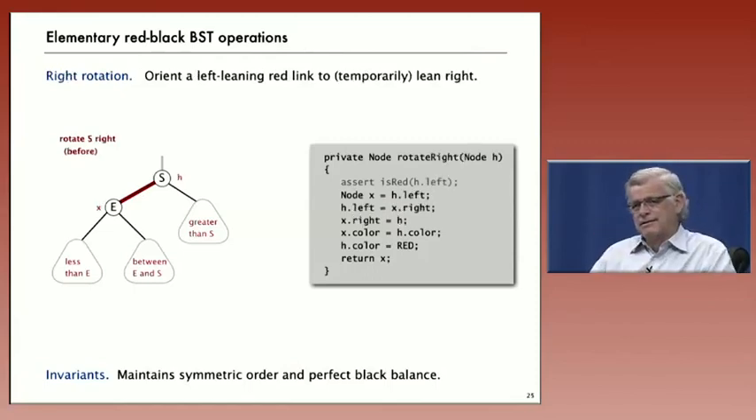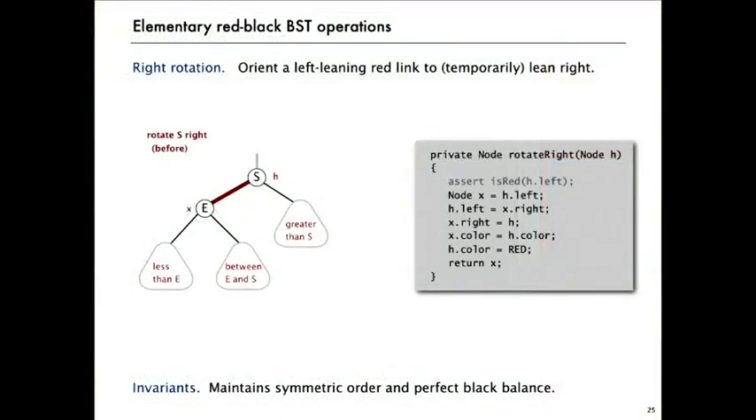Now, paradoxically, and you'll see why very soon, it also turns out that to get the insertion done properly, we sometimes need to take a left-leaning red link and temporarily make it lean right. And later on, we'll get it back to the left again, but anyway, that's a basic operation that we sometimes need. And so that's just the symmetric code to the code that we just did.